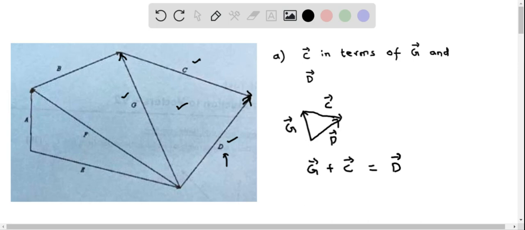And so from this, we can now write C vector in terms of G vector and D vector by subtracting G vector from both sides. So therefore, we write C vector equals D vector minus G vector.